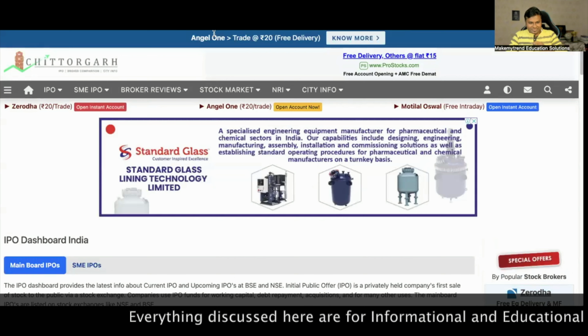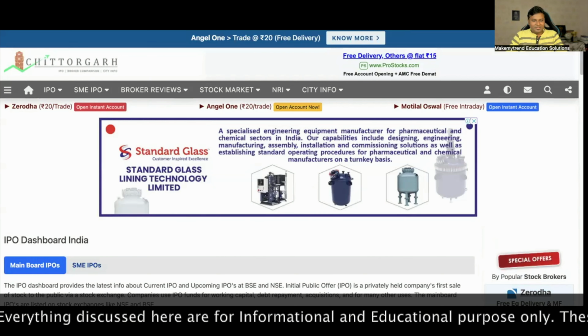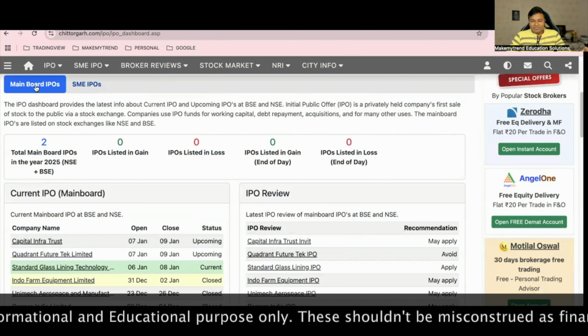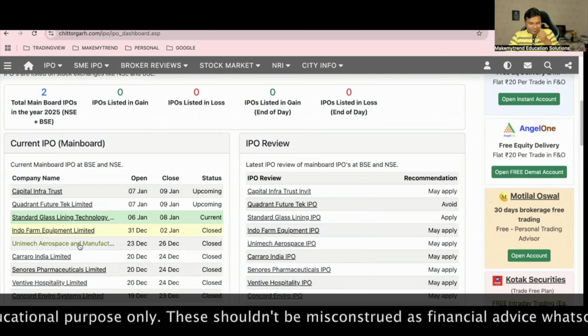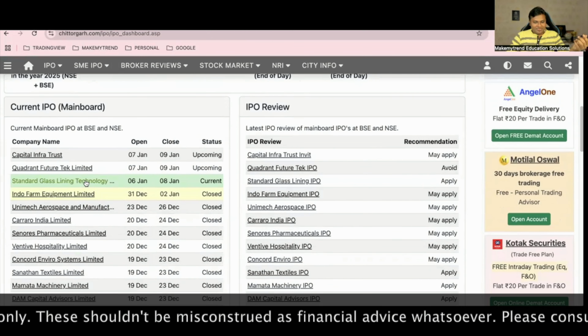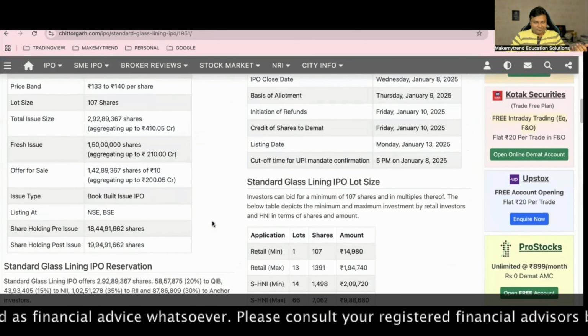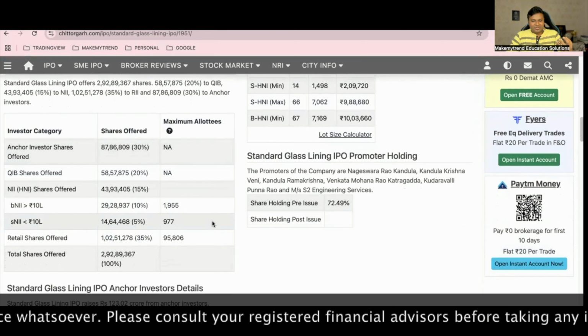The first one which I have shared with you right now is chittorgarh.com. The web page will look like this. You can go and find out what are the main board IPOs which are coming. Here is the list of all of those, and when you click on the name of the company, you will be able to find the details about the company, whichever details we discussed right now. Each and everything you will be able to find at one place itself.